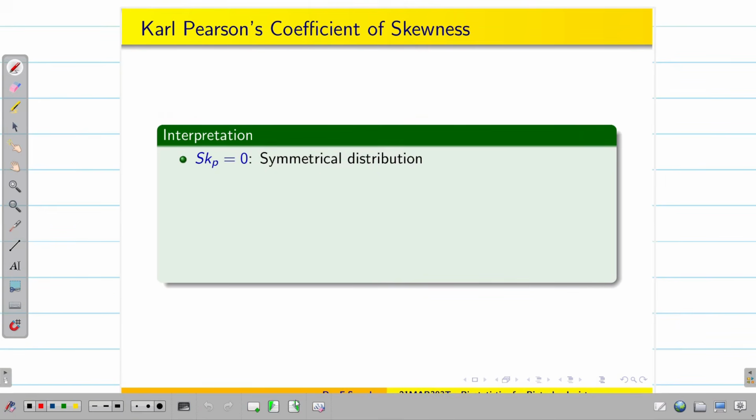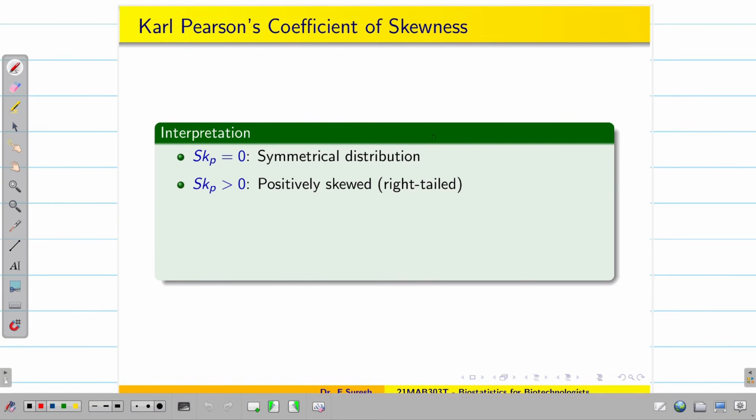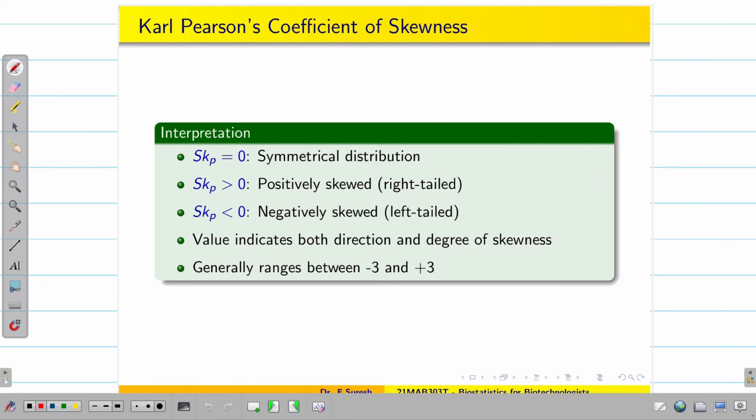So now interpretation. If the distribution is symmetrical, then the Karl Pearson coefficient of skewness will become 0. For skewness, I'm taking SK, and since it is coming from Karl Pearson, I'm giving the notation KP. If it is positively skewed, then it is greater than 0. If it is negatively skewed, it is less than 0. So the range lies between minus 3 to plus 3.